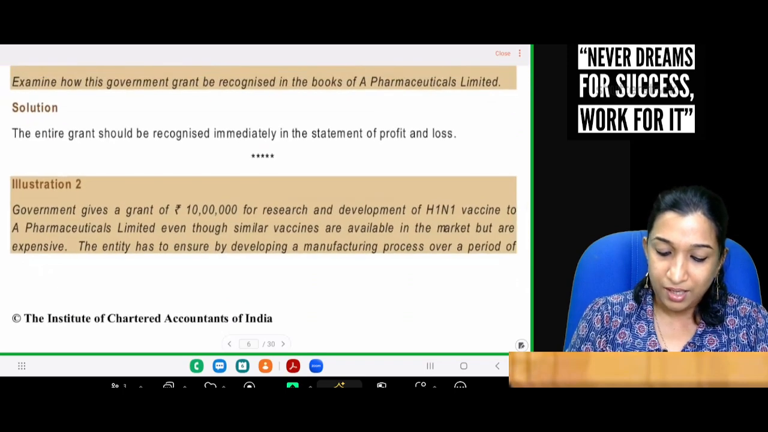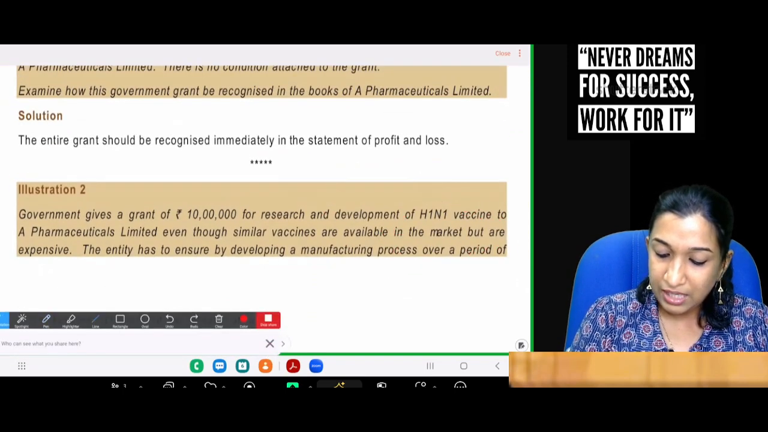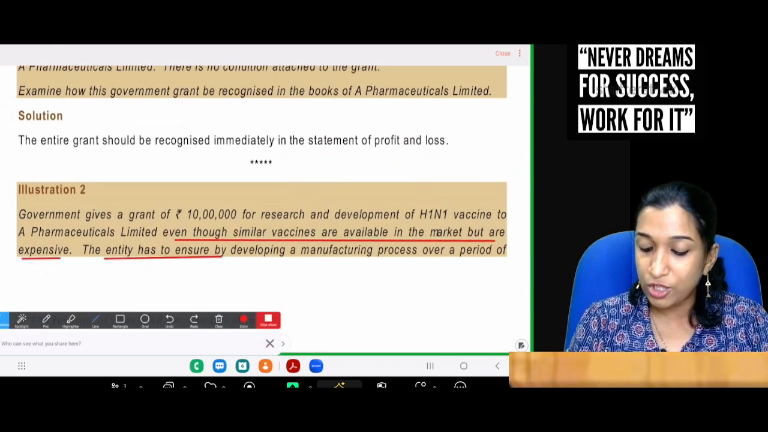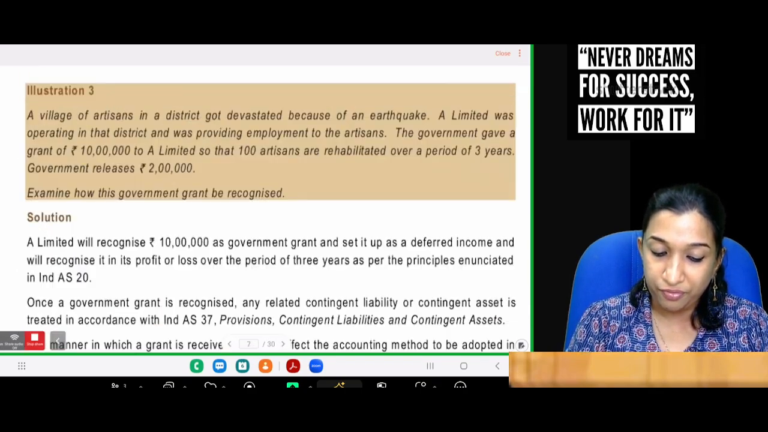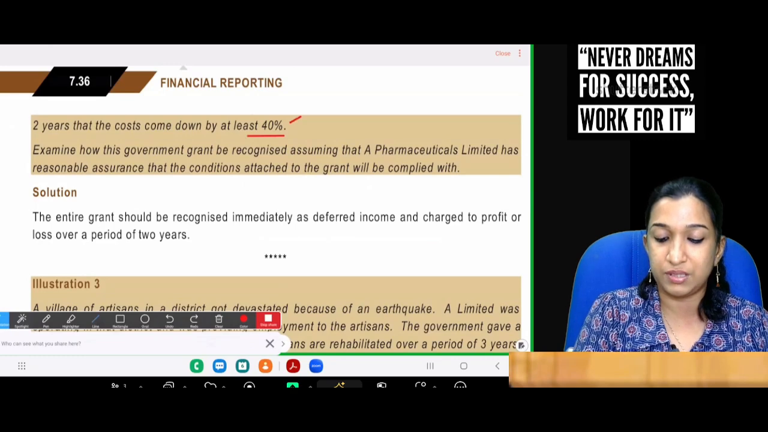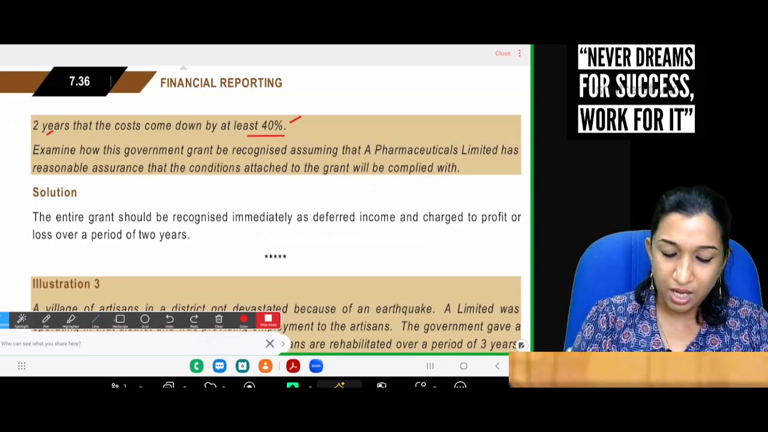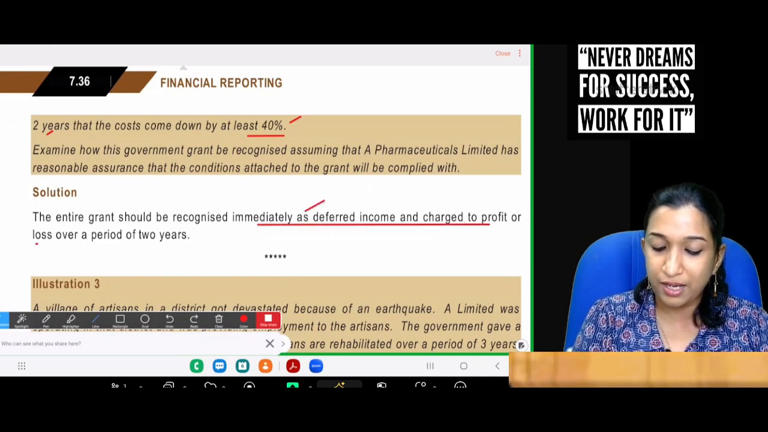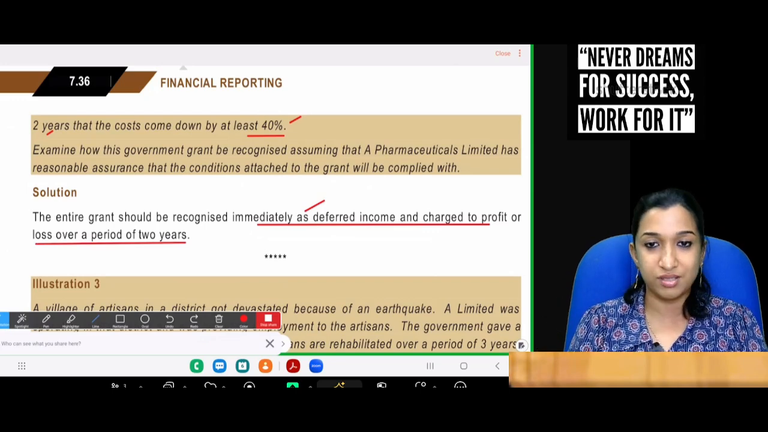Same question, but there are some conditions. Even though similar vaccines are available but expensive, the entity has to ensure by developing a manufacturing process over a period of 2 years, and the cost should reduce by 40%. Some conditions are attached to this. Then it should be set up as deferred income and charged to P&L over 2 years in the cost of satisfying conditions.